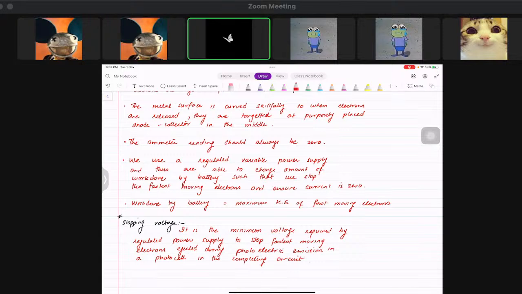Sir, what is the purpose of keeping the current zero and stopping the electrons? I'll tell you in a bit. You just write it down.